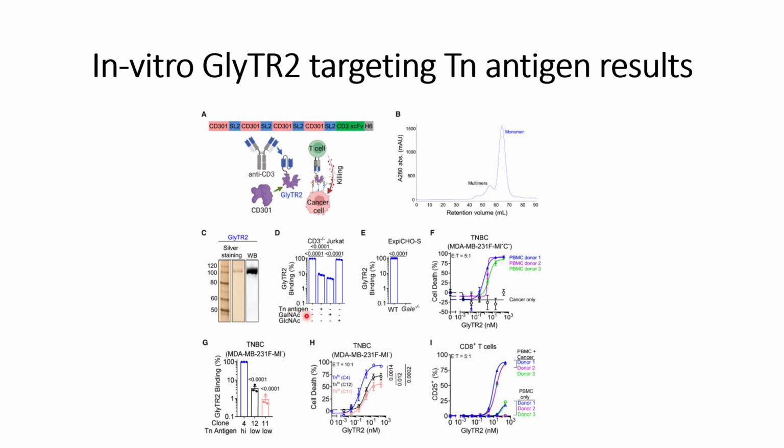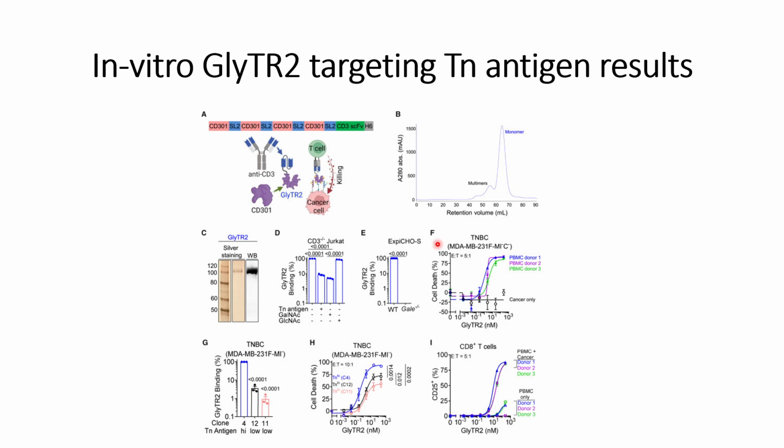In that case, with TN antigen and GalNAc antigen, we are able to see a decrease in binding to the Jurkat cells, whereas GlcNAc does not compete for CD301. That is evident from the results. Thereafter, they checked other cell lines with Gale knockout. Gale gene knockout will prevent TN antigen expression. In the Gale knockout, they do not see any GlyTR2 binding compared to the wild type. So this again validates the specificity of this GlyTR2.